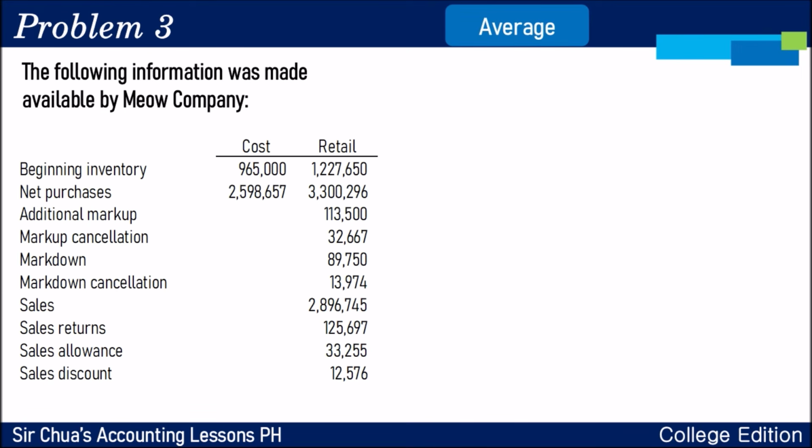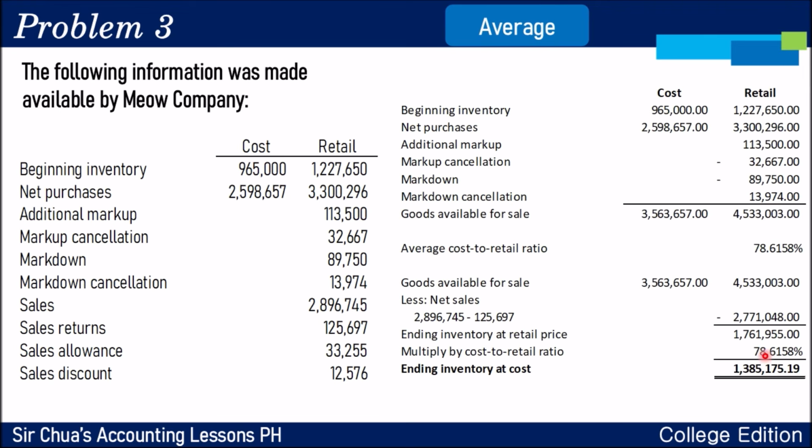Pag average method naman po, lahat i-consider mo na. Markup at saka markdowns. Okay, so same starting point, beginning inventory. Same din po, net purchases. At dire-diretso na po ang analysis natin. Add the markup, less the markup cancellation, less the markdown, add the markdown cancellation, and that is your goods available for sale. Again, pag average method, lahat kino-consider na. Both markup and markdown. Okay?